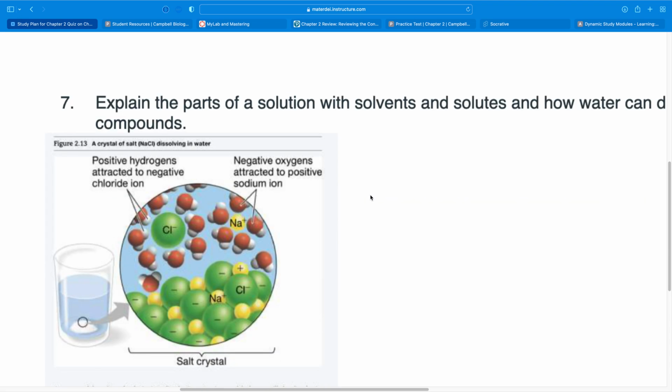The word solution means that you are mixing something in water. Water is a universal solvent because it dissolves more things than anything else, because it's a polar molecule, and it can surround and conquer, divide and conquer. The parts of a solution are called solutes and solvents. And here's an easy way to remember it.